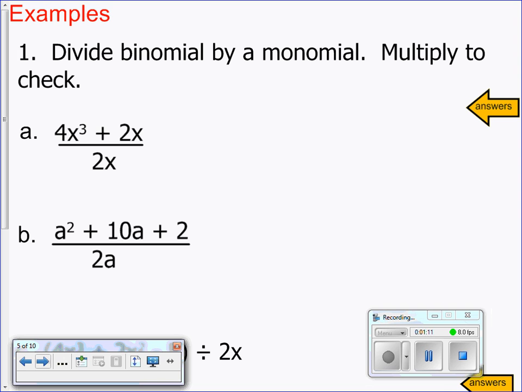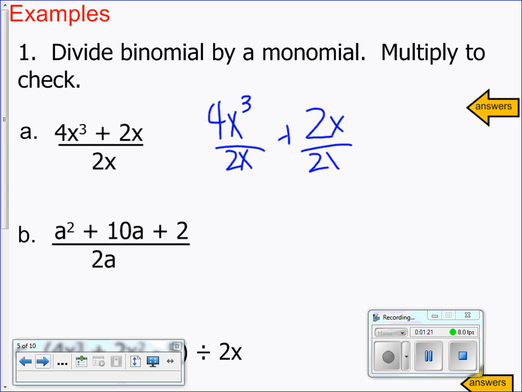All right, so for example, if we're just dividing by a monomial, this would be the same as 4x cubed over 2x plus 2x over 2x. This becomes 2x to the third, so 3 minus 1 is x squared, and 2x divided by 2x is 1.